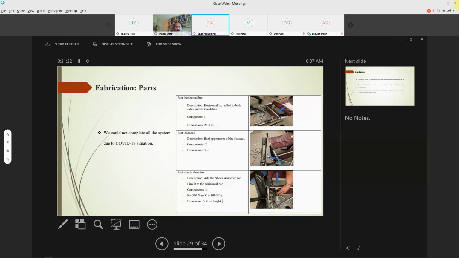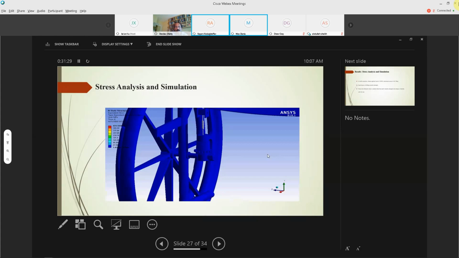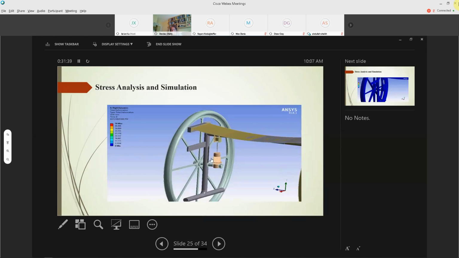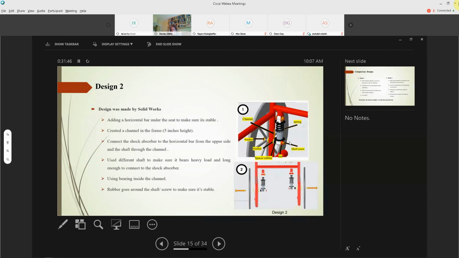But just show where it would be in your SolidWorks diagram. In SolidWorks, it's going to be the shaft itself, the one connecting between the frame and going along the channel to the shock absorber. Here it is, look at it. Here is the shaft. So you're showing the shaft or screw. Exactly, that one. Okay.